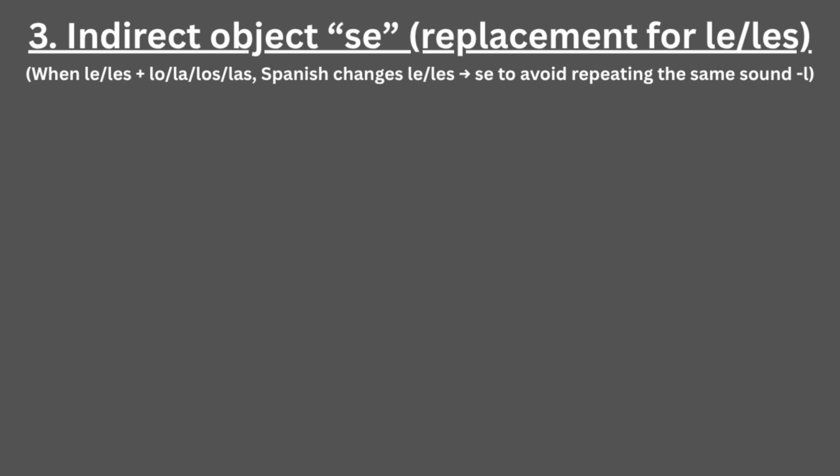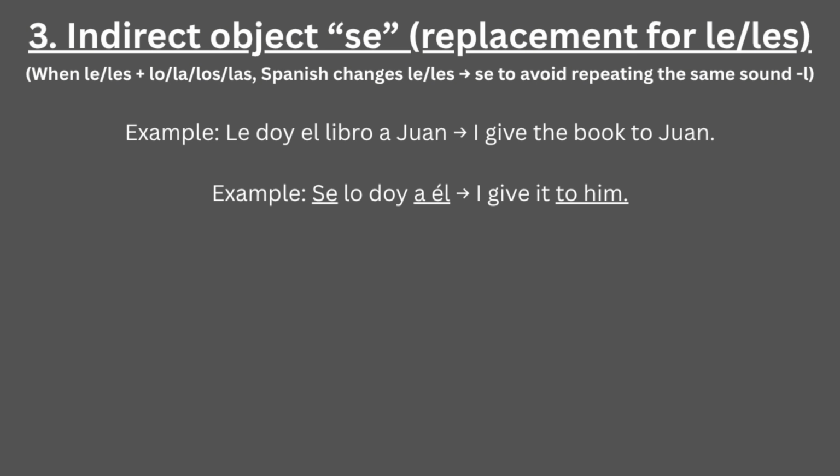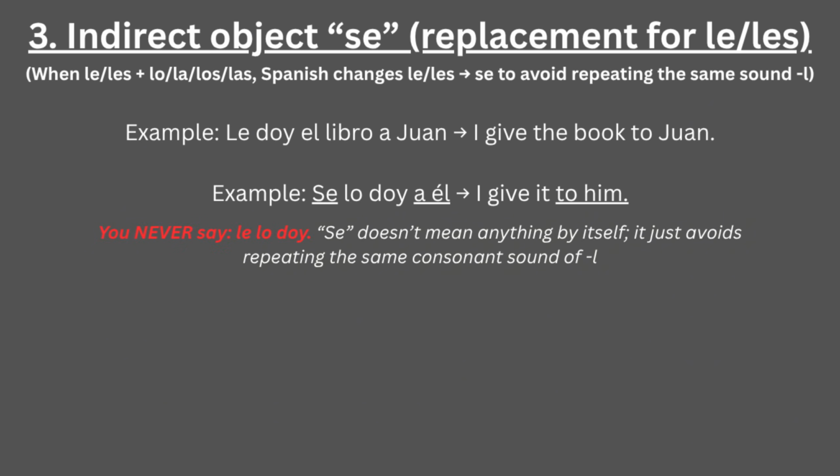The third way is a replacement for the pronouns le, les. These pronouns are indirect objects, and when they're used with direct object pronouns like lo, la, los, las, Spanish changes le and les to se. This is done to avoid repeating the same consonant sound. So an example is le doy el libro a Juan. I give the book to Juan. Se lo doy a él. I give it to him. Here, it's not possible to say le lo doy, because Spanish doesn't repeat the same sound.